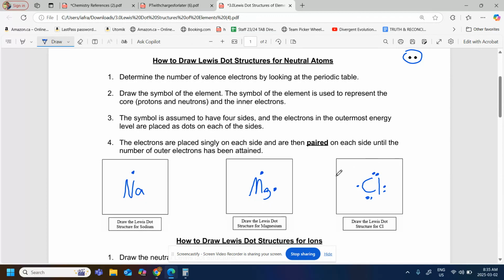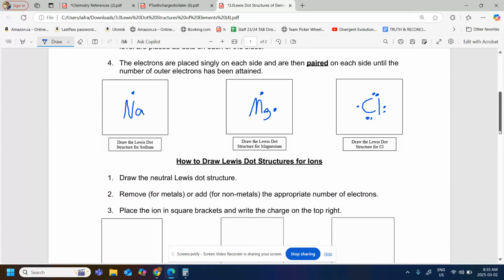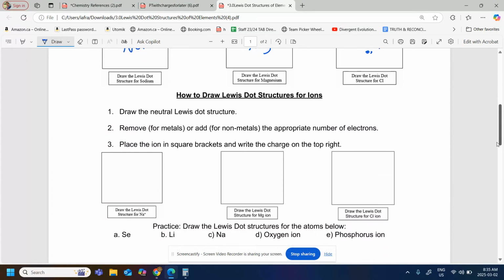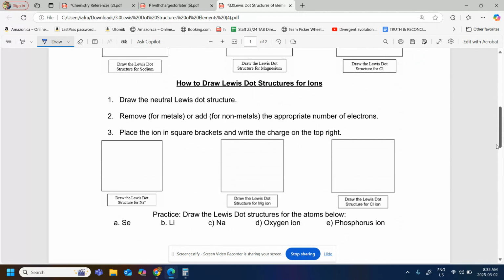So this doesn't mean, again, that these have 1, 2, and 7 electrons. It means that they have 1 valence electron, 2 valence electrons, 7 valence electrons. And everything else is still there, just represented by the symbol. And that's because when we do bonding and chemical reactions, it's really just the valence electrons that are participating and not the other ones. So now we're going to try to do a Lewis structure for ions.